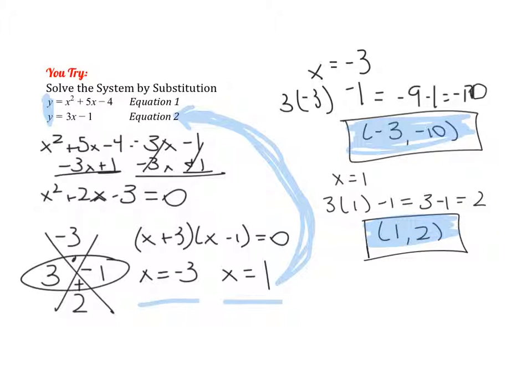That means if I were to graph these two equations, the parabola and the line would intersect at these 2 points. Just to get a visual on that, they would intersect at negative 3, negative 10, and at 1, 2.